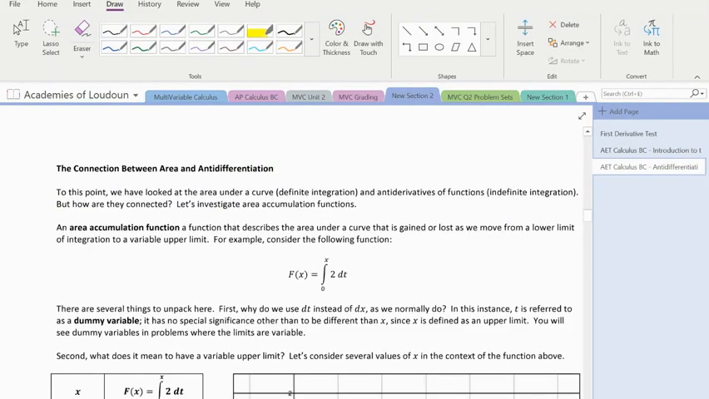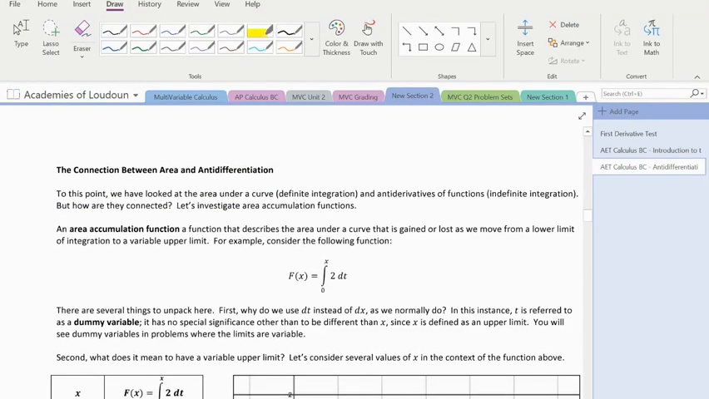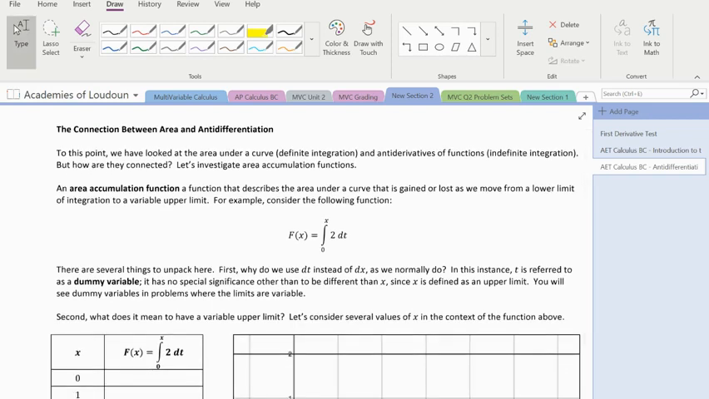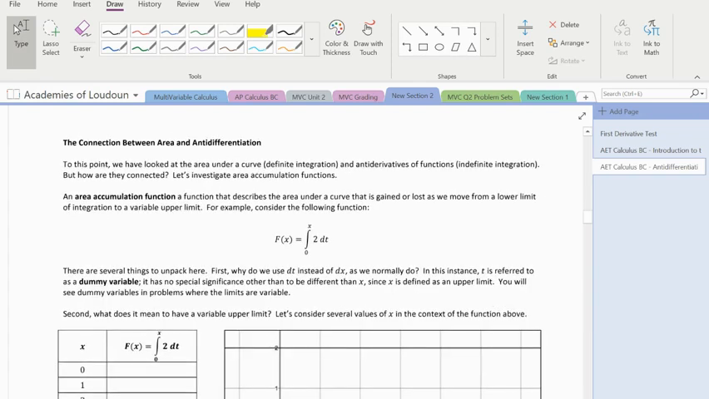Okay, so we've talked about area under the curve, and now we've talked about differentiation. So let's go ahead and see if we can talk about how they relate. An area accumulation function is a function that describes the area under the curve that is gained or lost as we move from a lower limit of integration to a variable upper limit.